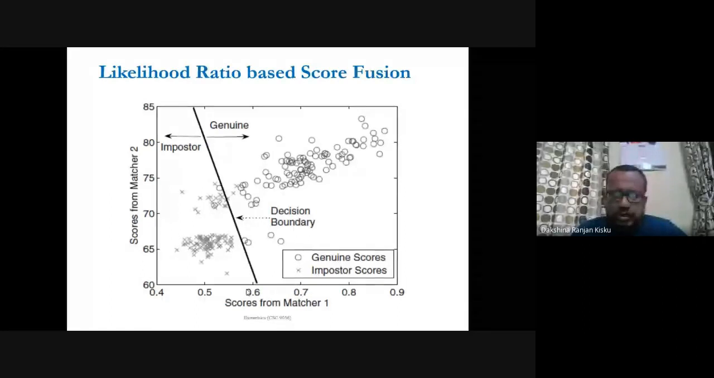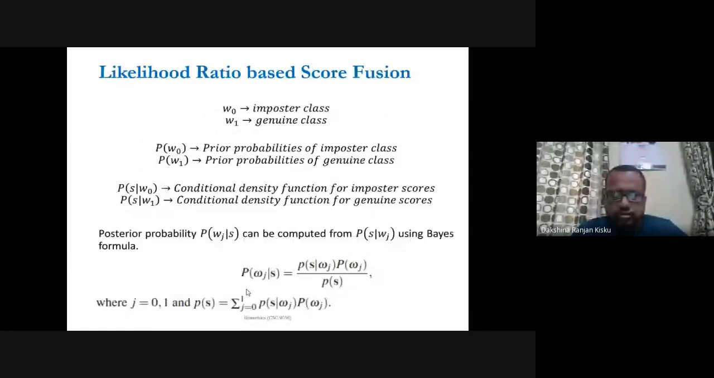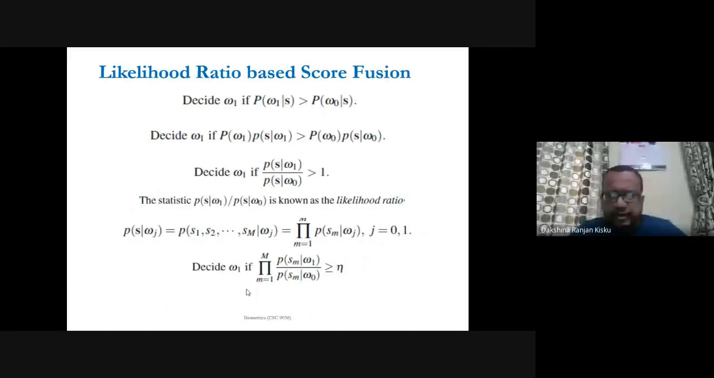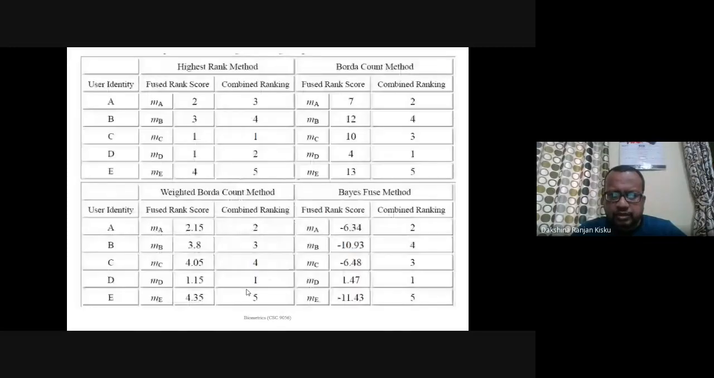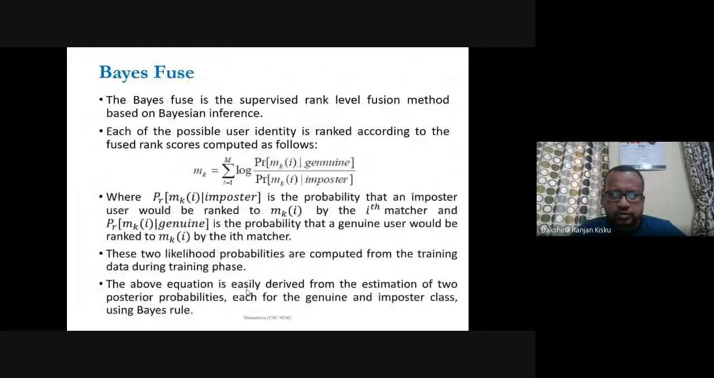So in the last class, we discussed how we obtain the likelihood ratio from Bayes theorem, or Bayes rule. Now this likelihood ratio can be used for rank level fusion as well as for score level fusion. So here we can use the Bayes rule for Bayes fusion in rank level fusion. Bayes fusion rule is a supervised rank level fusion technique which is based on Bayesian inference.